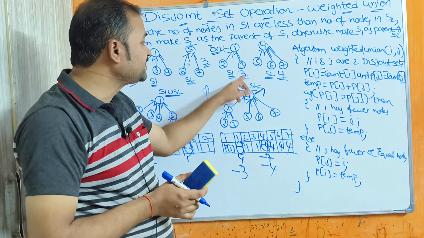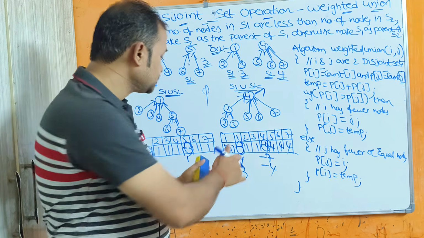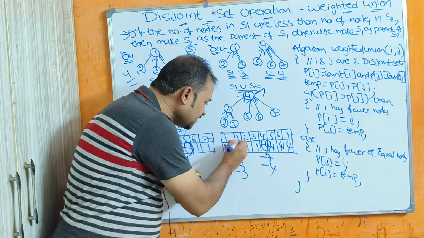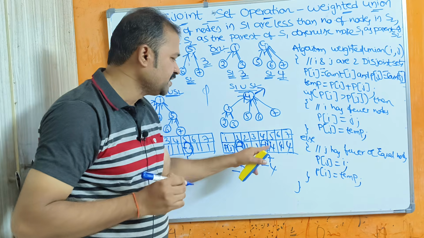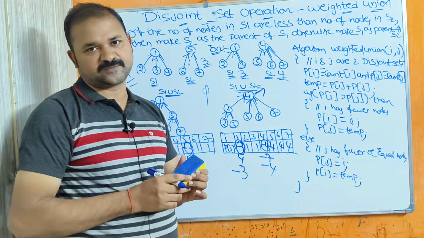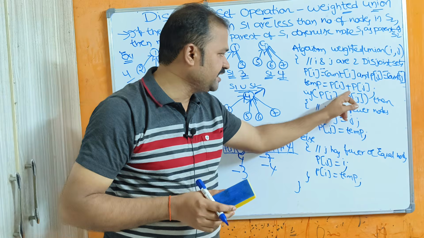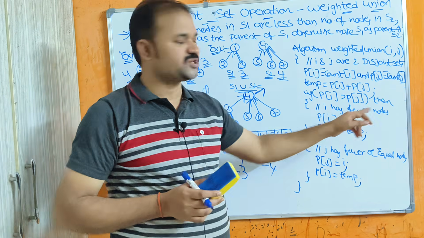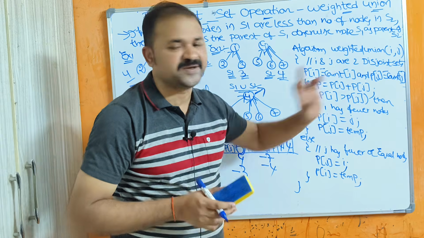So what is 3? 3 is nothing but this P of I. Minus 3 is nothing but P of I. Initially P of j equal to minus 4. So that's why here we performed an addition operation: temp equal to P of I plus P of j.